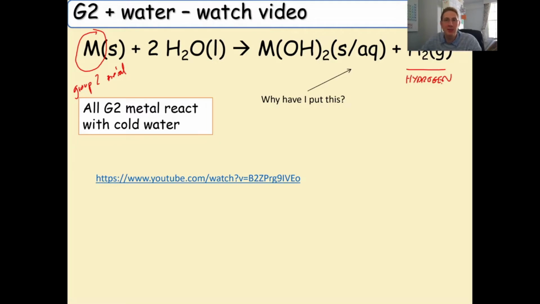The magnesium, if put in water, reacts very slowly, but you do see bubbles over a matter of minutes to hours forming on the surface of the magnesium as it slowly oxidizes. As you go further down the group, it gets faster. The question is, why have I put solid/aqueous? And that is obviously because, as we'll see a bit later, different group 2 metal hydroxides have different solubilities. Some of them form solids, some of them form solutions. But all group 2 metals react with cold water.